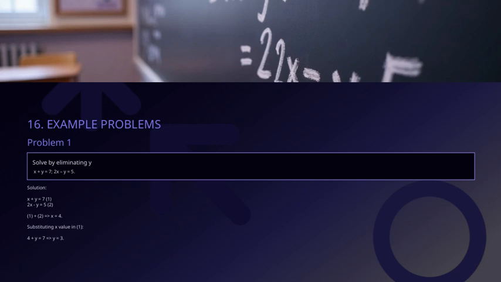Now, to find y, we substitute x equals 4 back into one of the original equations. Let's use x plus y equals 7. Substituting, we have 4 plus y equals 7. Subtract 4 from both sides, and y equals 3. So, the solution to this system is x equals 4 and y equals 3. This example highlights how elimination helps us efficiently solve systems of equations by removing one variable at a time.